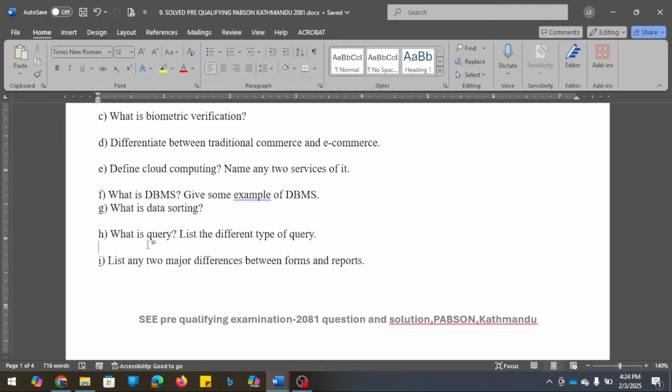Next is what are the types? There are two types of query: select query and the action. Under action, we have further update, delete, append, make table, etc.